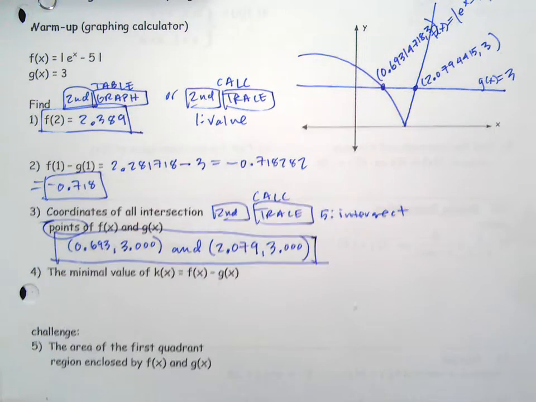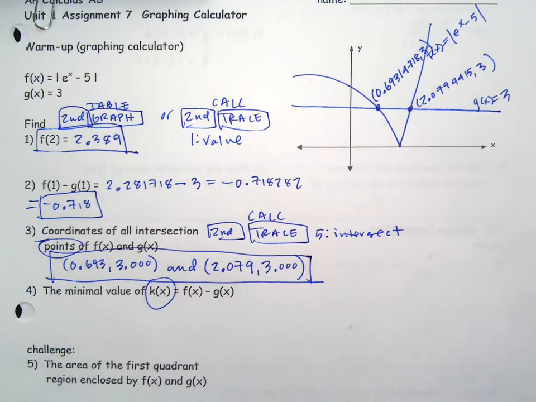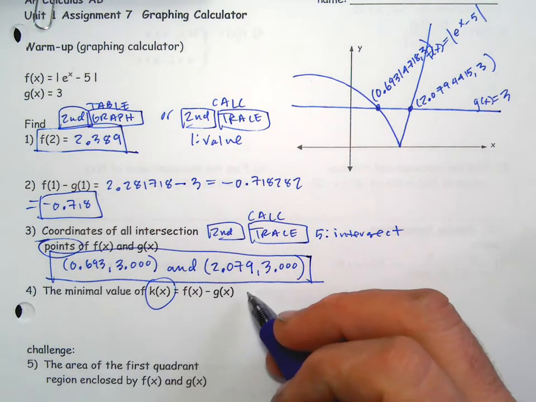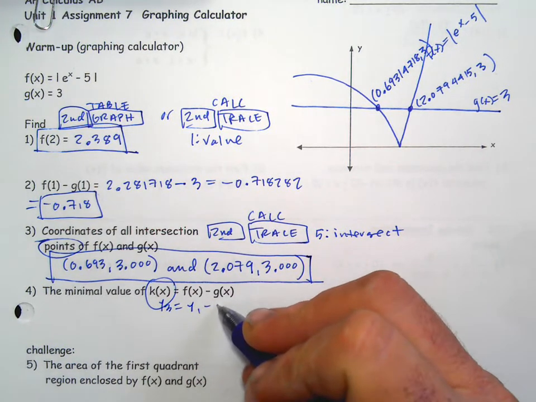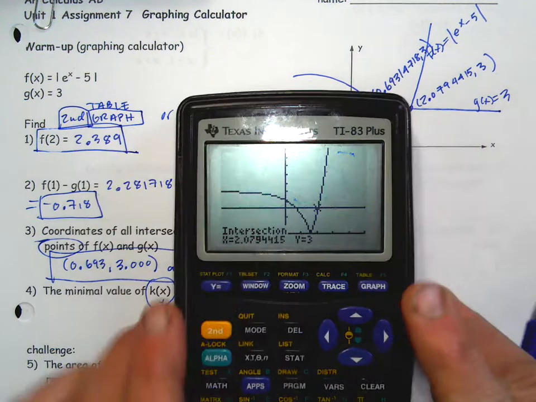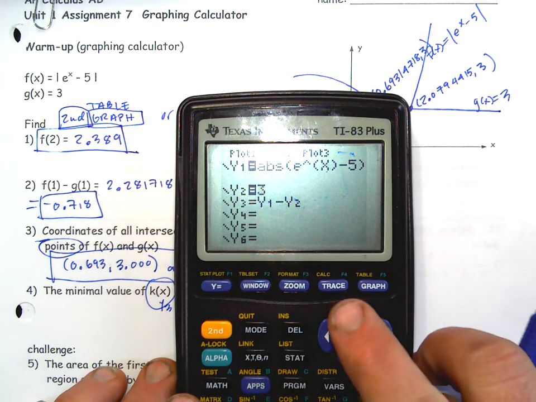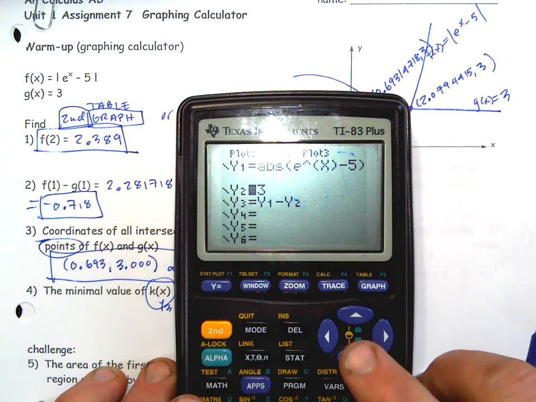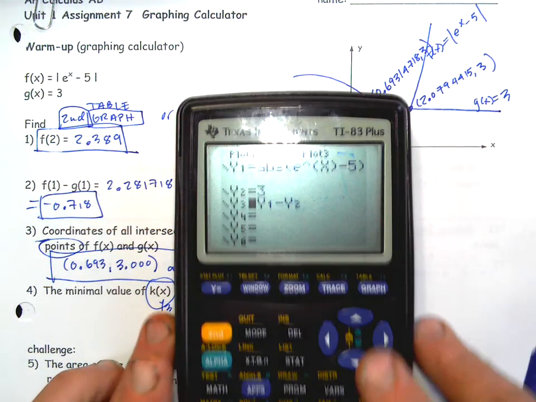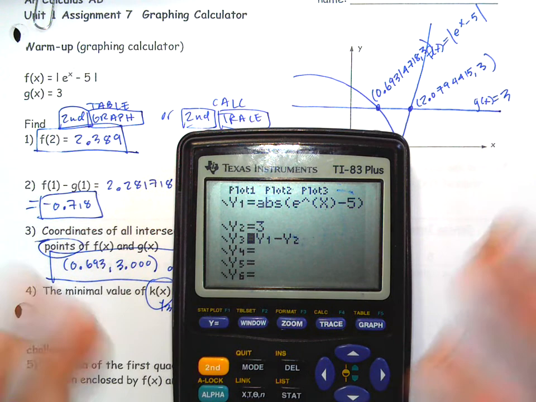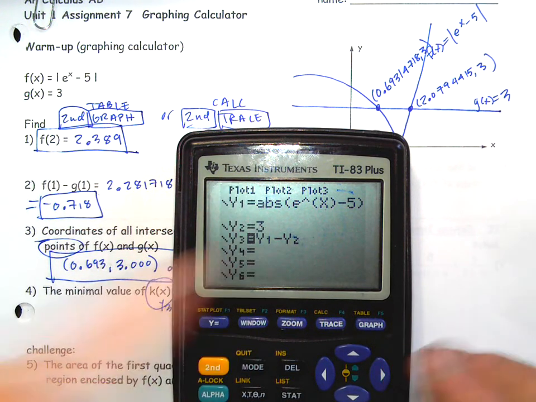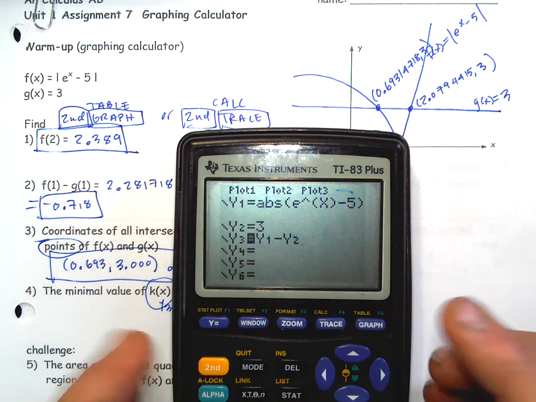The minimal value of this new function k, which is f minus g, well, guess what? That's our y3 graph. I'm glad I didn't delete it. I just turned it off. We could turn these ones off just in case we need them later on, and turn this one on. So you can turn graphs on and off, and then they won't show up in your tables or on your graph if they're turned off, but they'll still be there. And you can still reference them with other functions and it'll work.